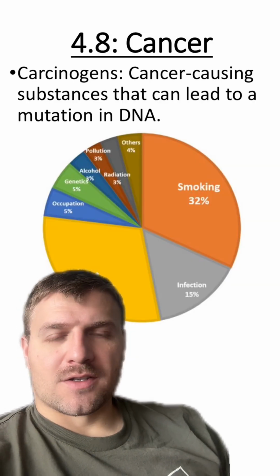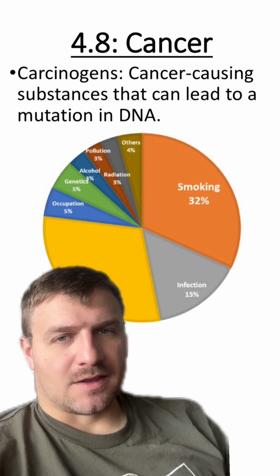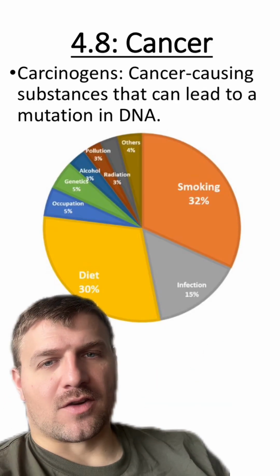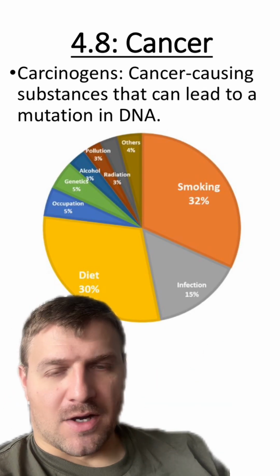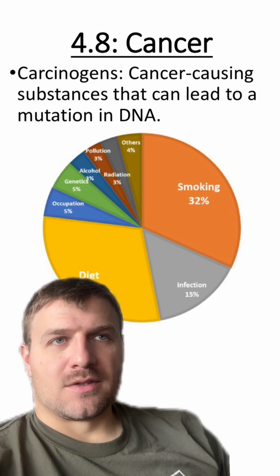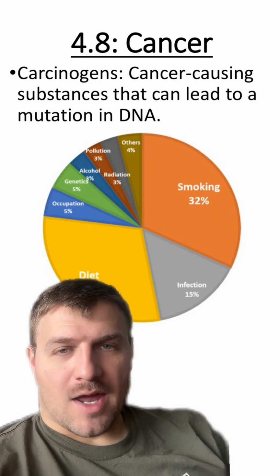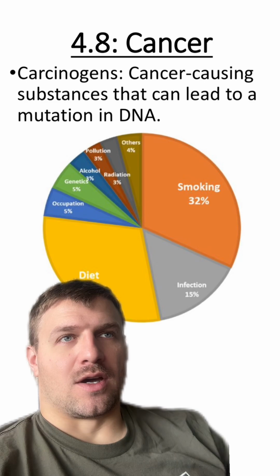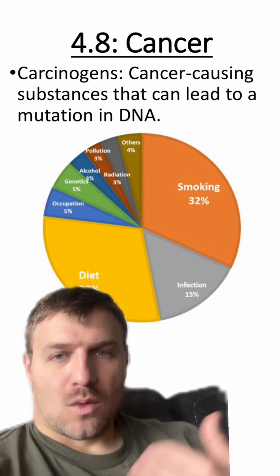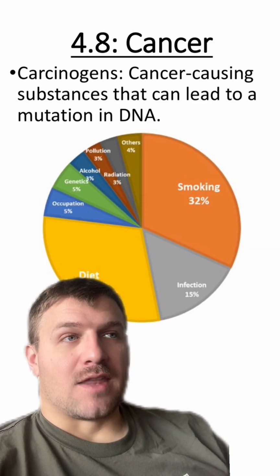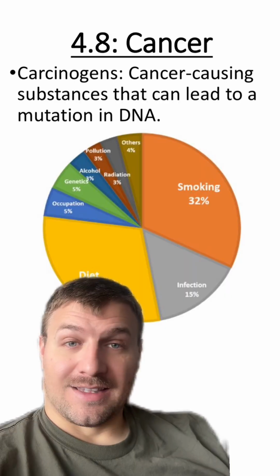Like I said before, carcinogens are cancer-causing substances that can lead to mutations in DNA. And there are a lot of different types of carcinogens, as you can see in this pie chart above. I like to remind students that just because you expose yourself to a carcinogen once doesn't mean you're automatically going to get a mutation that causes your DNA to mutate. What these carcinogens do is they increase the likelihood that a mutation will occur that can lead to cancer.